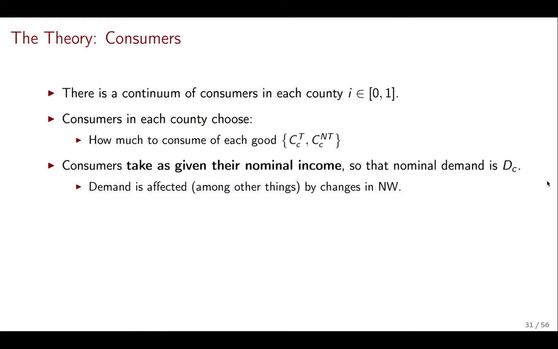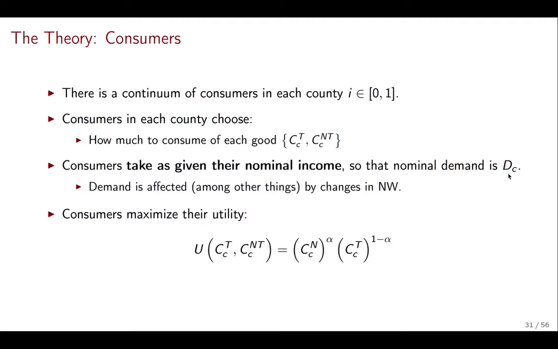This DC is going to be an exogenous variable that changes. It is important, though, to note that it depends on C. It depends on the county. So while some counties might be heavily affected by the recession and their demand is going to go down a lot, some other counties need not be affected as much, and so their demand is not going to go down as much. Now, consumers have a utility that's going to be Cobb-Douglas in non-tradable and tradable consumption.